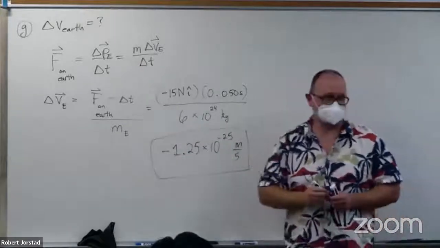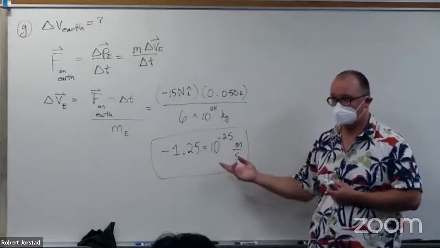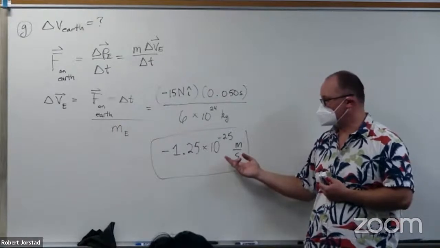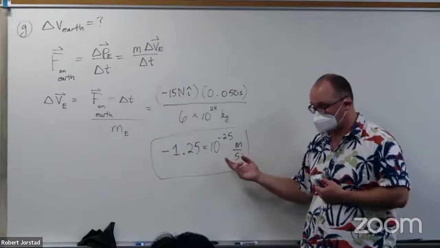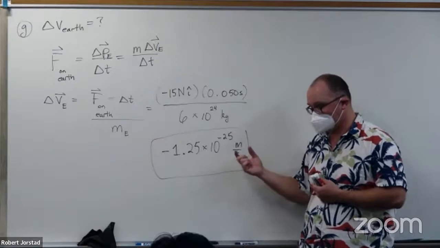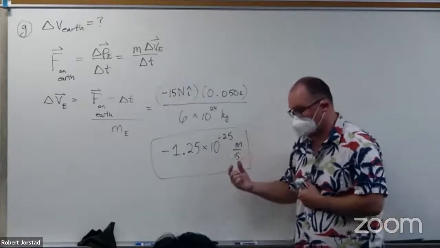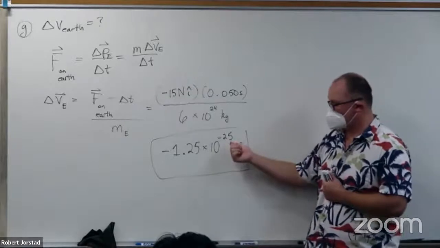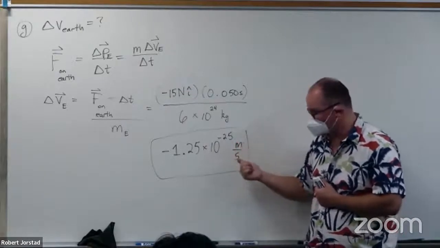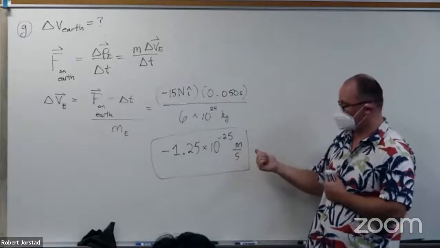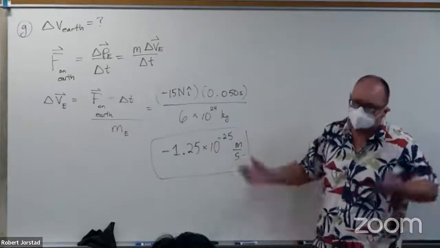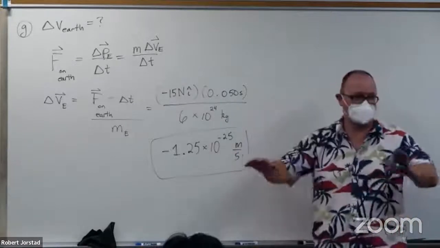So the Earth is not going to change much, right? For reference, a hydrogen atom is about 10 to the minus 10 meters. A hydrogen nucleus is about 10 to the minus 15 meters. So this is about a million times smaller than that every second. It's absurdly small. Are we good on that?